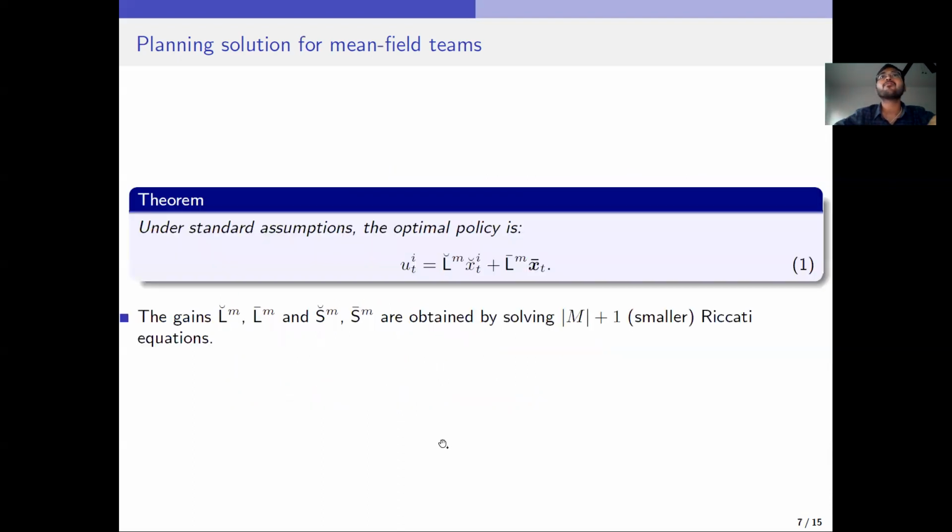Now, the planning solution for mean field teams. Under standard assumptions, the optimal policy is given by u_i,t equals L breve M x breve i,t plus L bar M x bar t. L breve M and L bar M are obtained by solving the Riccati equations. Now, instead of solving a Riccati equation of very high dimension, we just have to solve M plus 1 Riccati equations of much smaller matrices. That is the main advantage of our planning solution.